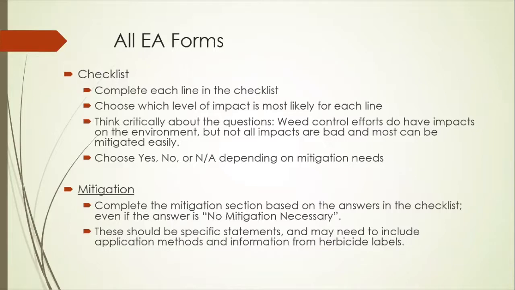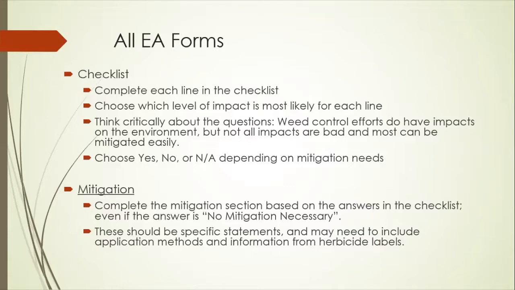Okay, you need to do all EA forms. There will be a checklist. Complete each line in the checklist. Choose which level of impact is most likely for each line. And this will be broken out for you and walk you through. You need to ask, weed control efforts do have impacts. It's just that not all of them will be bad, and they may be easily mitigated. You'll have answers such as yes, no, or not applicable, depending on your mitigation needs.